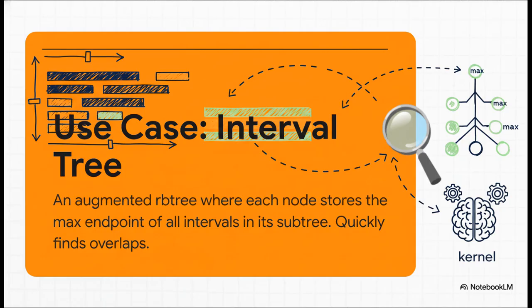So imagine the kernel needs to find a new spot in memory for a program. It has to check, and check fast, if that new memory range overlaps with any of the thousands of ranges already being used. By augmenting a red-black tree, the kernel can answer that question almost instantly. It's an incredibly powerful technique, and it's absolutely essential for things like managing virtual memory.